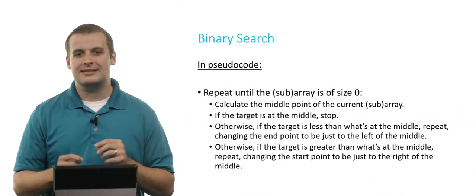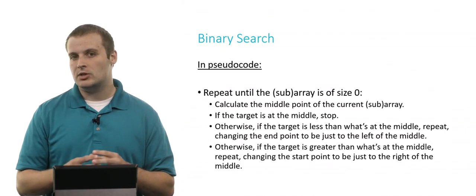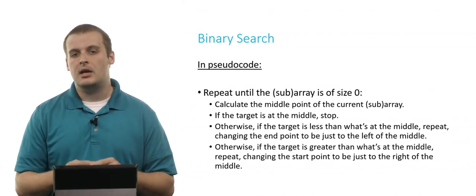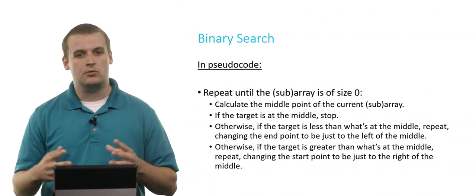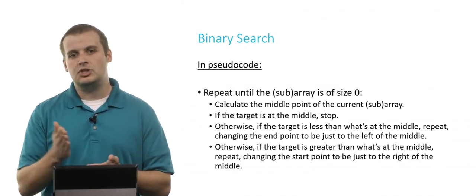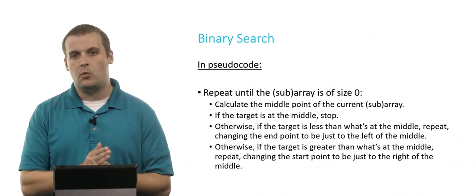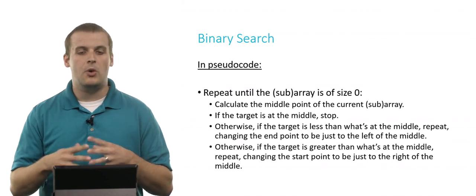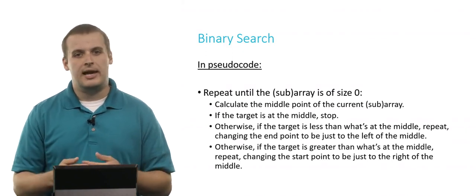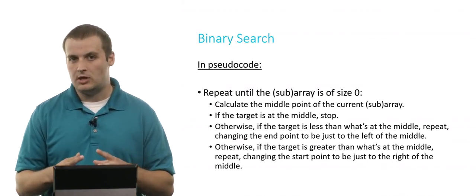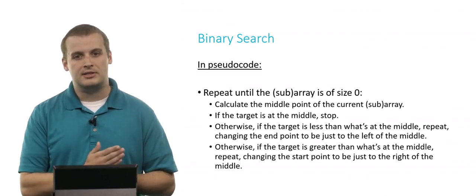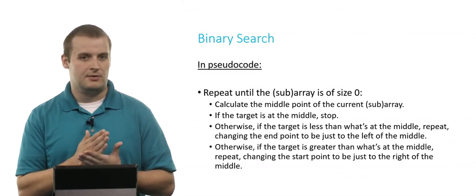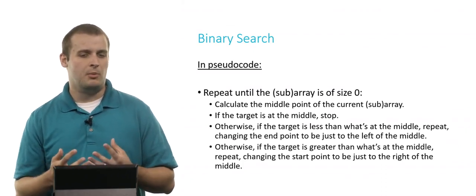Otherwise, if the target is less than what's at the middle, so if the value we're looking for is lower than what we see, repeat this process again, but change the endpoint, instead of being the original complete full array, to be just to the left of where we just looked. We knew that the middle was too high, or the target was less than the middle, and so it must exist, if it exists at all in the array, somewhere to the left of the midpoint. And so we'll set the array location just to the left of the midpoint as the new endpoint.